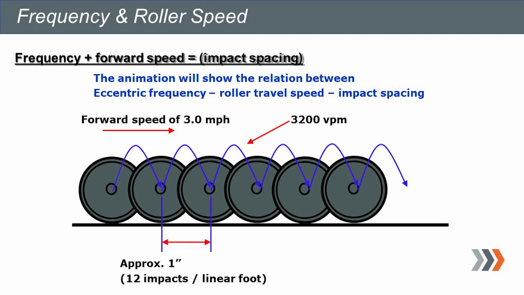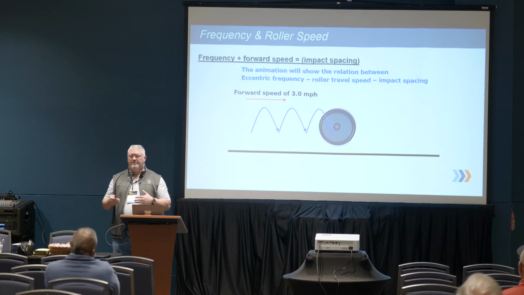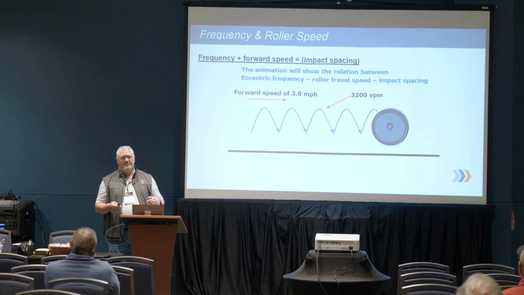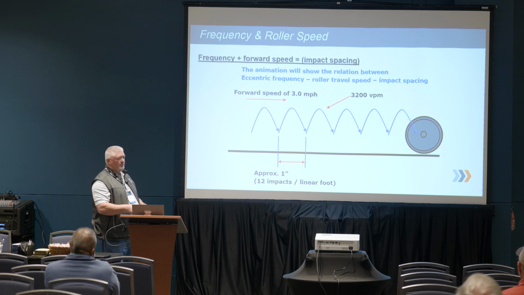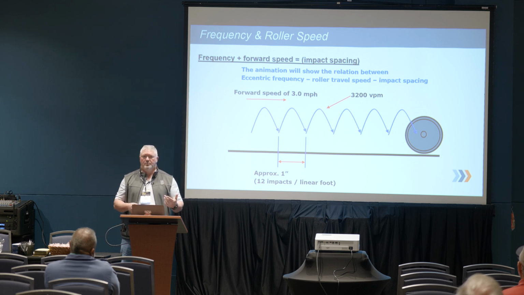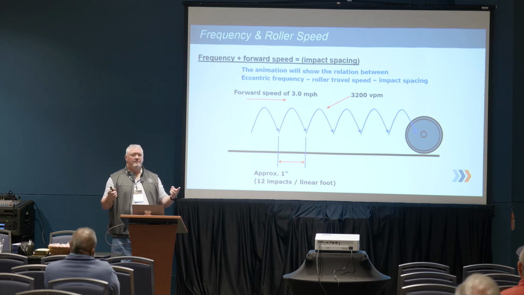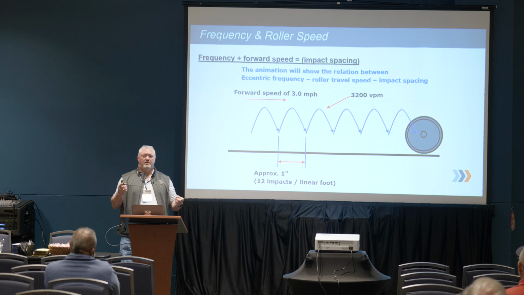So we talked about roller speed and frequency. This example here, we have a roller traveling at 3 miles per hour. We have the frequency set up at 3,200 VPM. Every time that drum hits the ground, there's a space in between there. This happens to be 1 inch. So in 12 inches, I get 12 impacts. 12 impacts per foot. That's a key number.